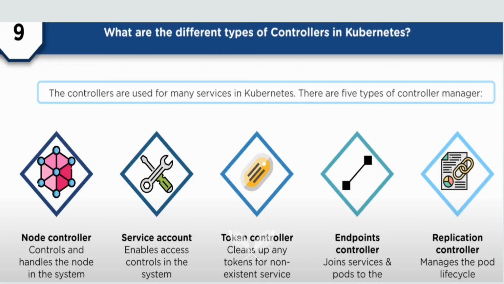As we discussed earlier, Kubernetes has many kinds of controllers, so let's go through them one by one. The first is the node controller, which handles the nodes in the system. The service account controller enables access control in the system, and the token controller cleans up any tokens for non-existent services. The endpoint controller joins the services and pods, and the replication controller manages the pod life cycle. These are the main controllers used by the controller manager.